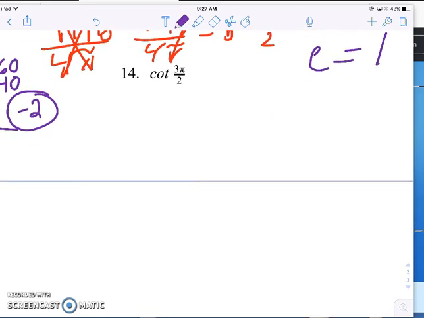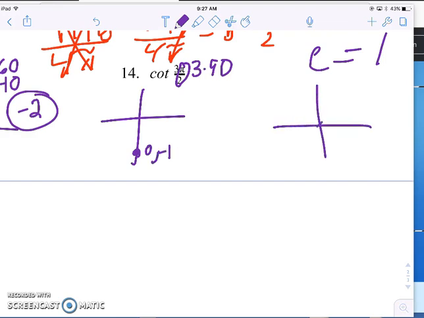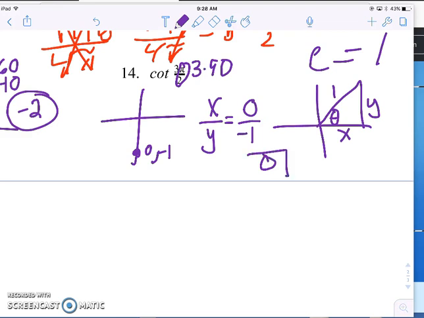And the last one, the cotangent. So this is 3 times 90. So that's right here, 0, negative 1. But what is cotangent? So let's draw a triangle. So we have x, y, and 1. Tangent, TOA, y over x. So that means cotangent is x over y. So x, 0 over negative 1, well, that's equal to 0.